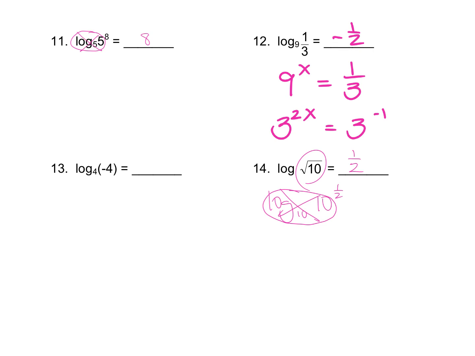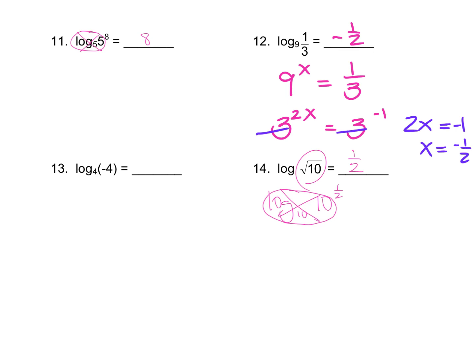Then in common base method, you can cancel the base 3's and solve what's left here. 2x equals negative 1. Therefore, x is negative 1/2. So some of you will feel better about that as like a solving equation. Okay? And then 13 is the last one we're thinking about as exponents.